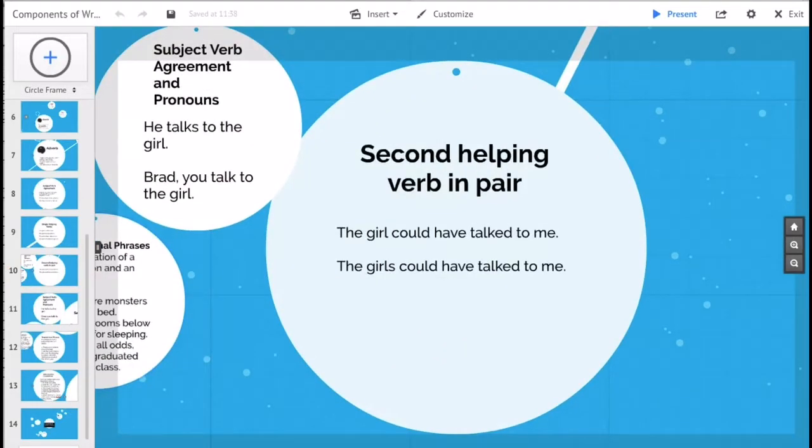Okay, second helping verb. What we have here: the girl could have talked to me. The girls could have talked to me. Because we have this helping verb, the have stays the same in both the singular and the plural sentence. So the only thing that changes is girl and girls. The noun still has a singular and plural form, but the helping verb remains the same.